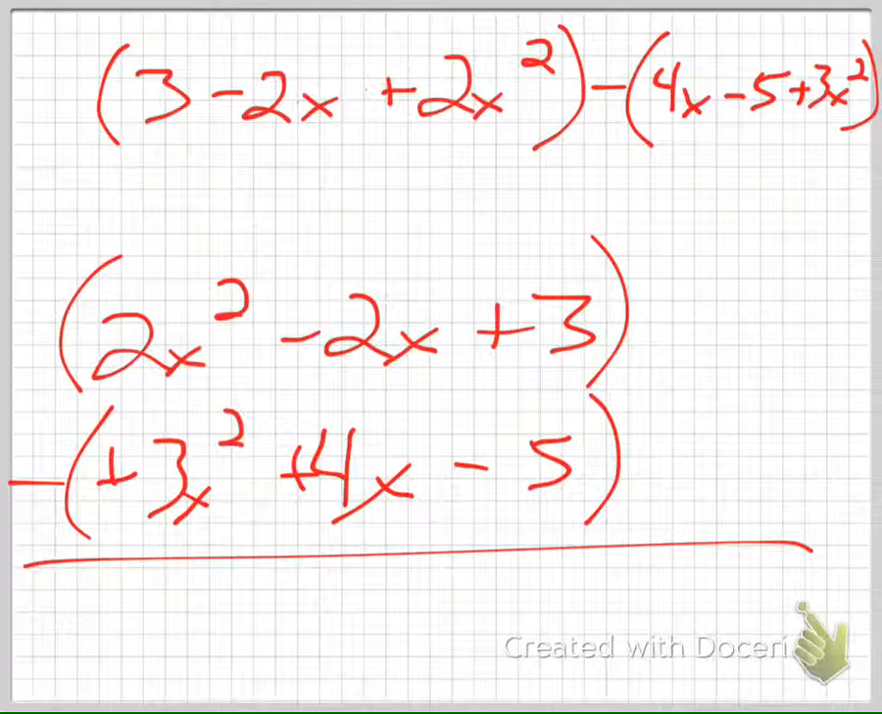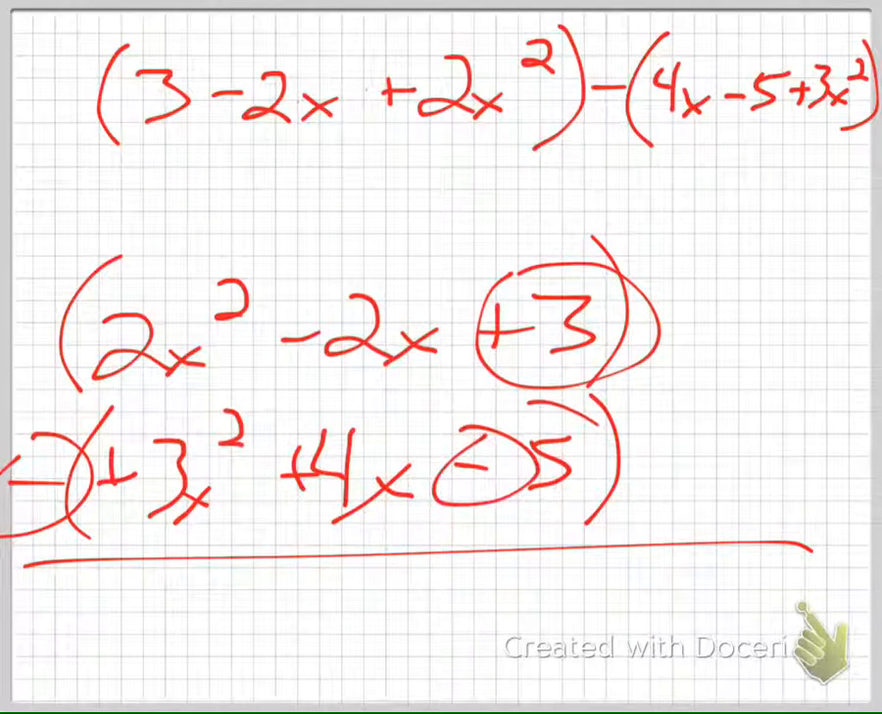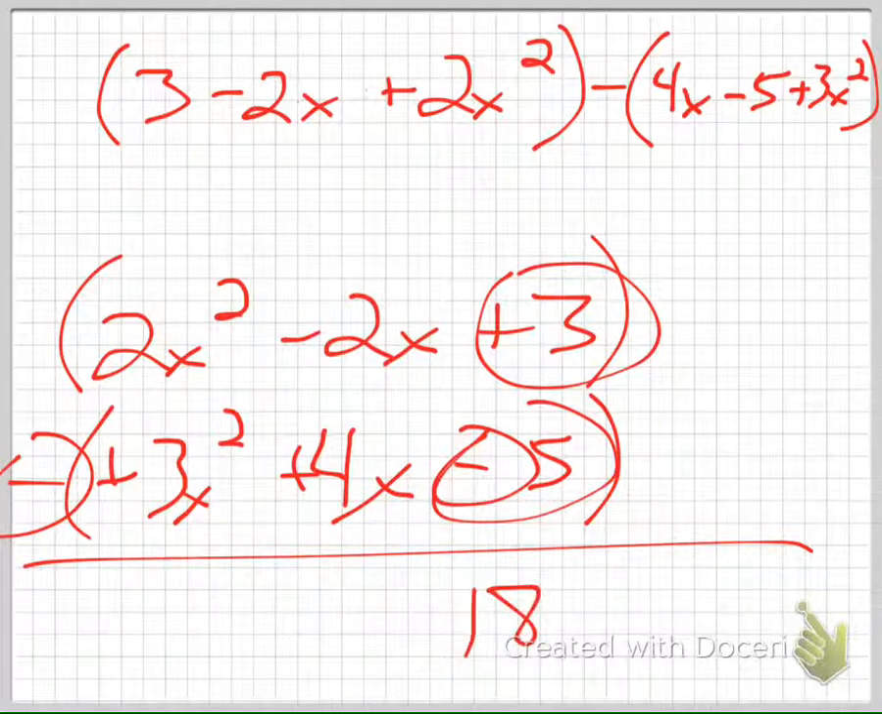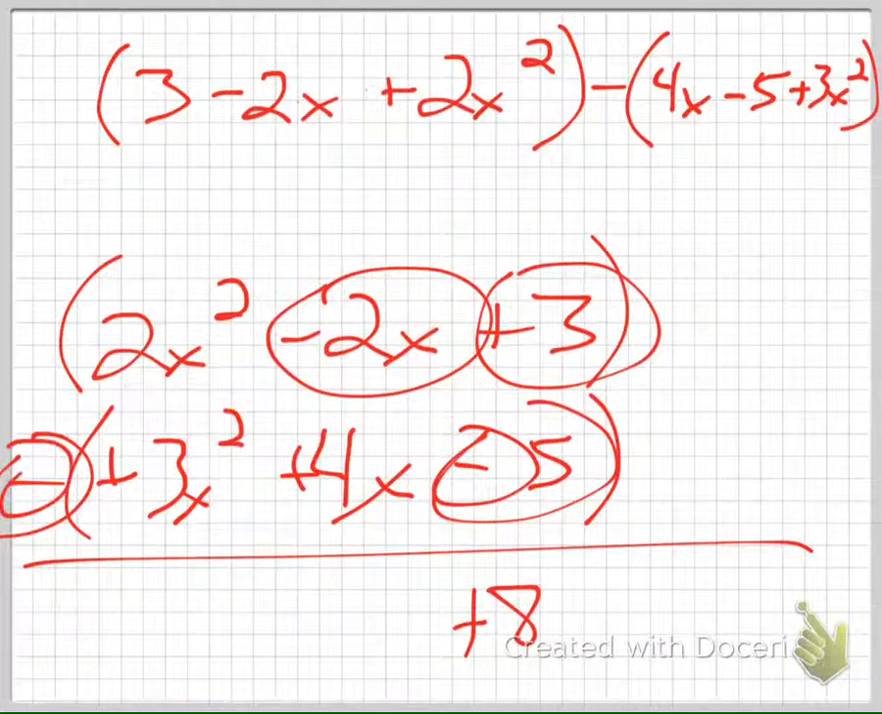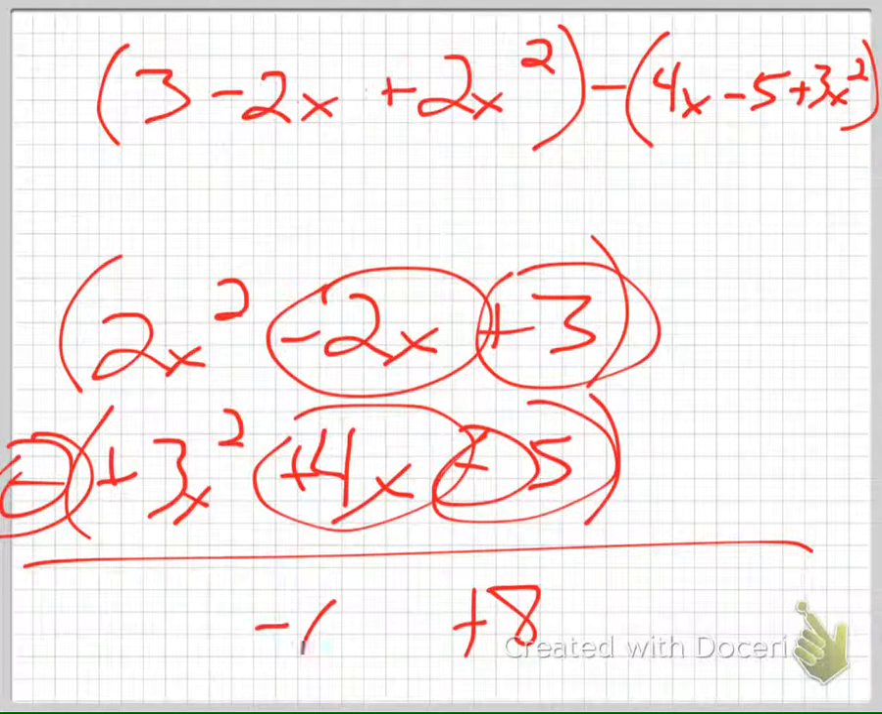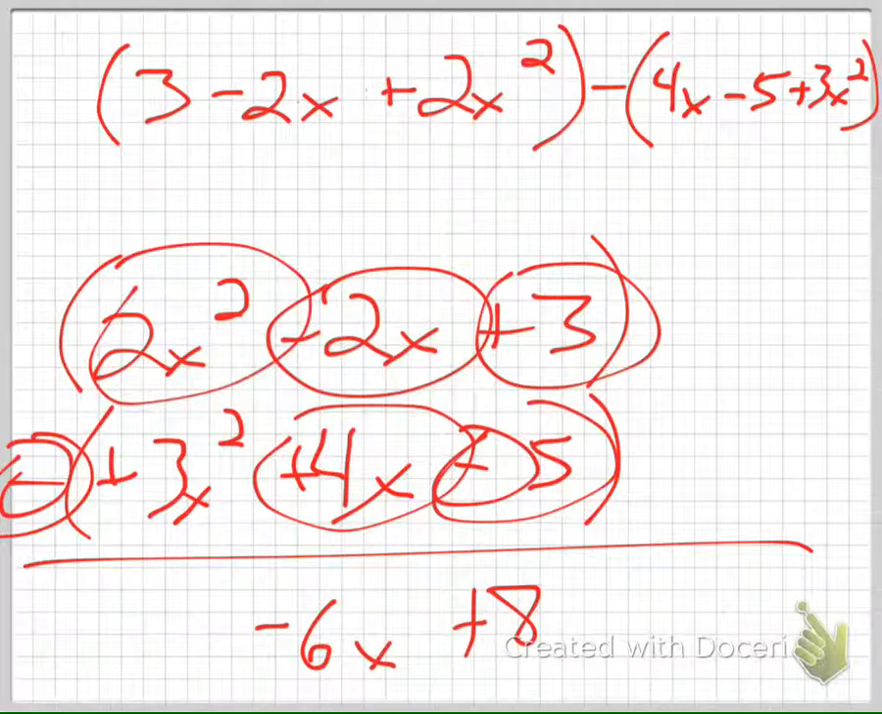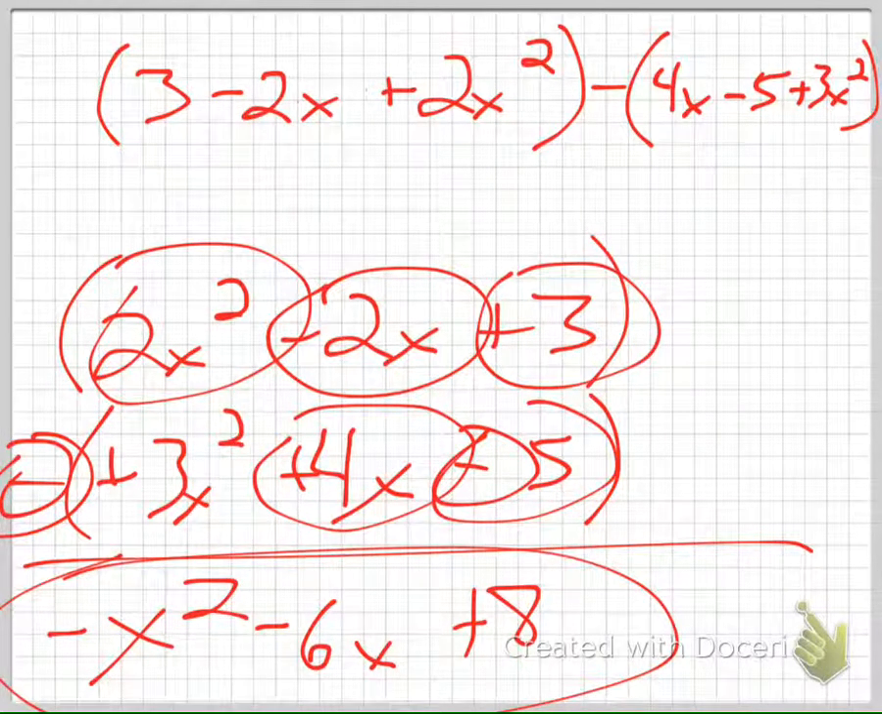And this is where you're going to go. 3 minus a negative 5 makes this plus 8. Negative 2 minus a positive 4x is a minus 6x. And 2x squared minus 3x squared is negative x squared. The reason why I like the horizontal way is because when you're done, it's already in standard form. Makes sense? I don't care which one you use.